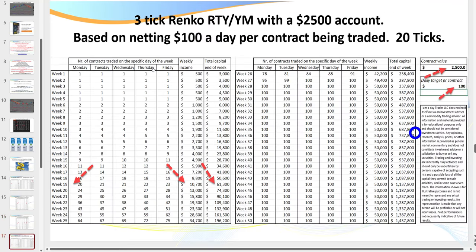What if you only went for 20 ticks a day? You're being really conservative. You say you might be an older gentleman or lady, and you think, well, I just want to get in, get out, wrap it up for the day. Trading the way that I teach you, 2,100 a day, you can see where you are in 19 weeks if you started off with 2,500. That's not a bad daily income.